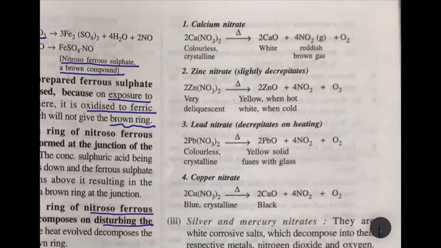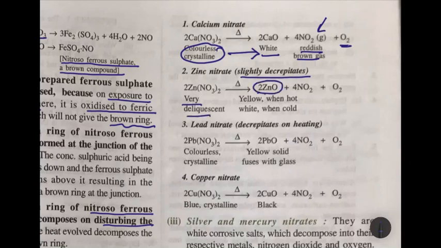There you can see calcium nitrate on heating gives calcium oxide. Calcium nitrate is colorless and crystalline, and it gives a white colored solid, a reddish brown gas. These are all observations, children, very important. And oxygen, in which a glowing splinter bursts into flame. Zinc nitrate slightly decrepitates, a crackling sound. It is very deliquescent and forms zinc oxide. Zinc oxide is yellow when hot, white when cold, and of course reddish brown fumes, and oxygen which rekindles a glowing splinter.